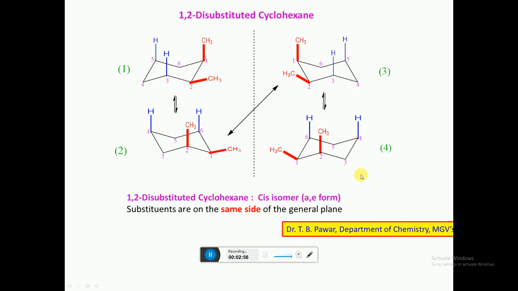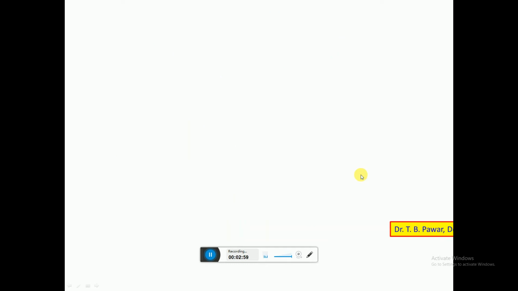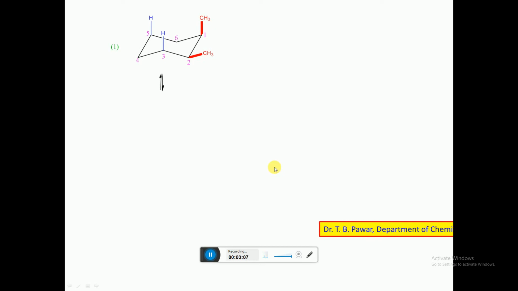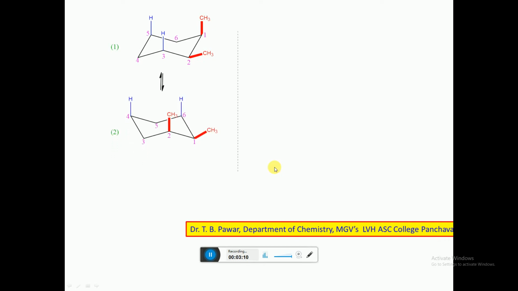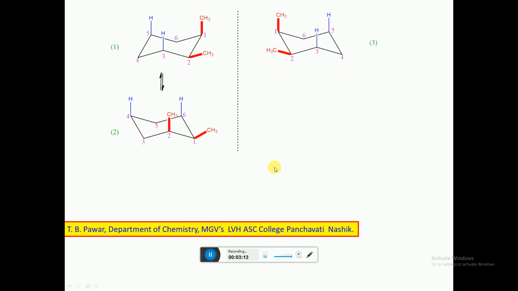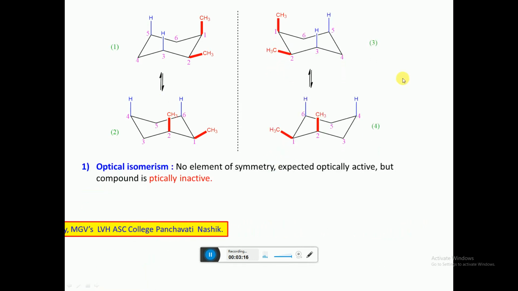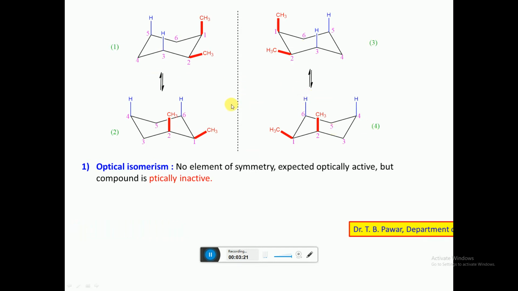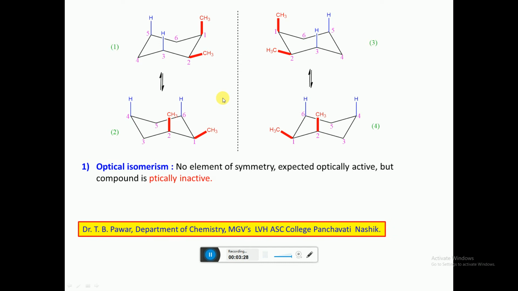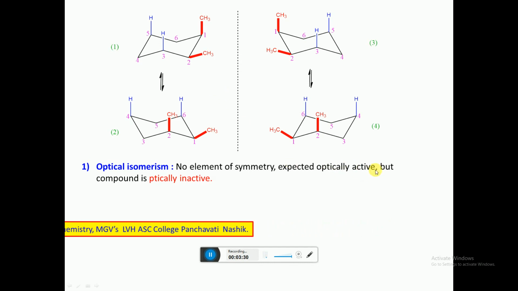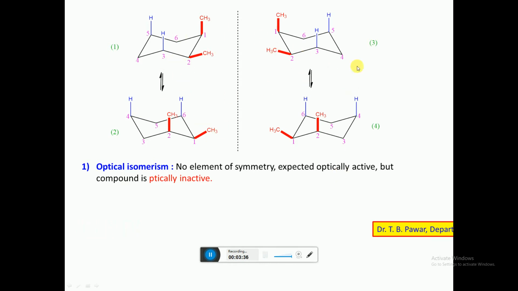Now this can be explained by using optical isomerism and relative stability. So in the next part, we are going to explain optical activity and relative stability. As structures 1 and 3 are enantiomers, and 2 and 4 are enantiomers, and in all these isomers there is no element of symmetry, all these are expected to be optically active, but actually the compound is optically inactive.